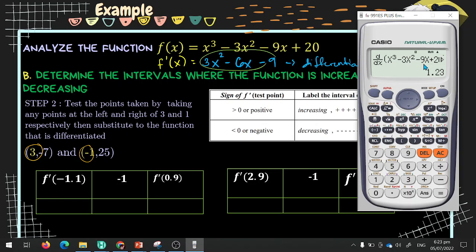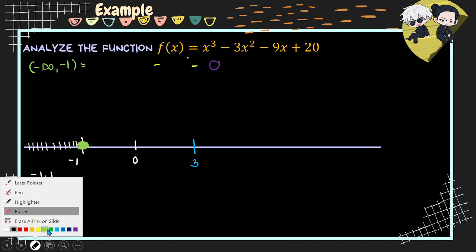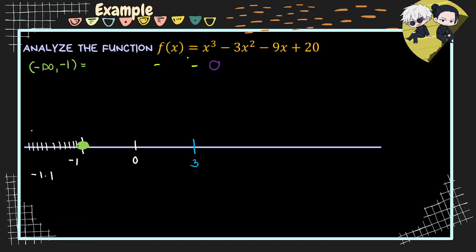X cube. If positive came out for you, check if this is also positive. So, the answer is 1.23, positive. So, you put positive here. Okay? Meaning, since my derivative here is positive, my function here is increasing. Right?